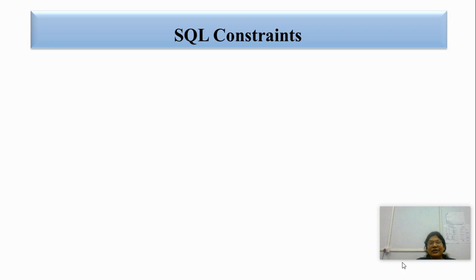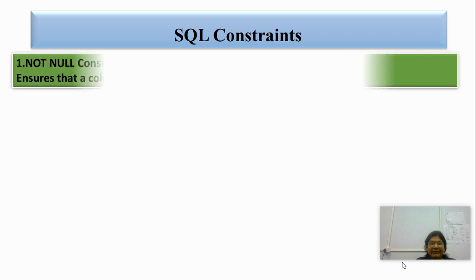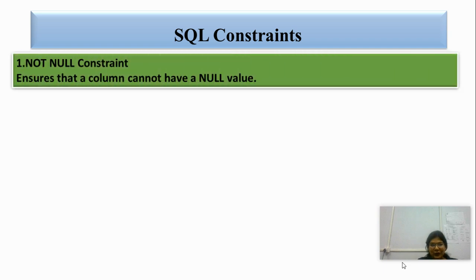A few minutes ago, I told you that if you want to create a table, you have to follow a few things like syntax and constraints. We have learned about the syntax. Now we will learn about constraints. A constraint is nothing but a rule. So if you want to create a table, you have to put in a few specific rules. For example, the NOT NULL constraint.